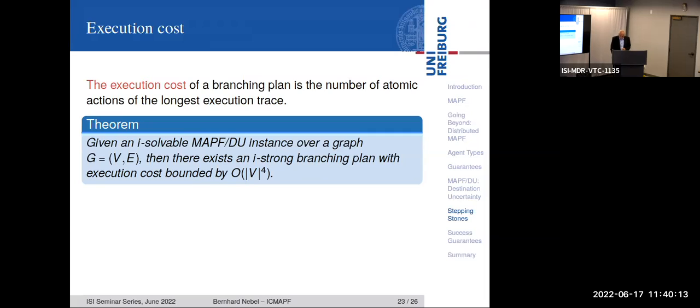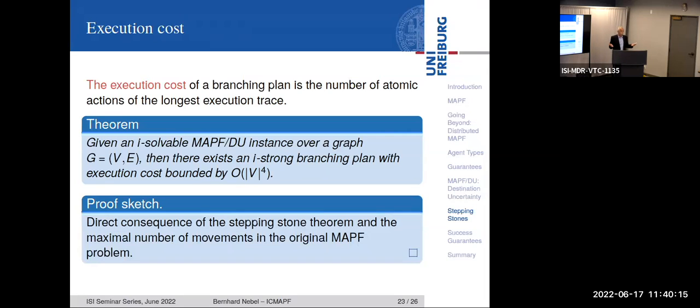And the reason for that is, well, when you want to solve an ordinary multi-agent pathfinding problem, then it's cubic. And here you get then times the number of nodes again, because the number of nodes is an upper bound to the number of agents.